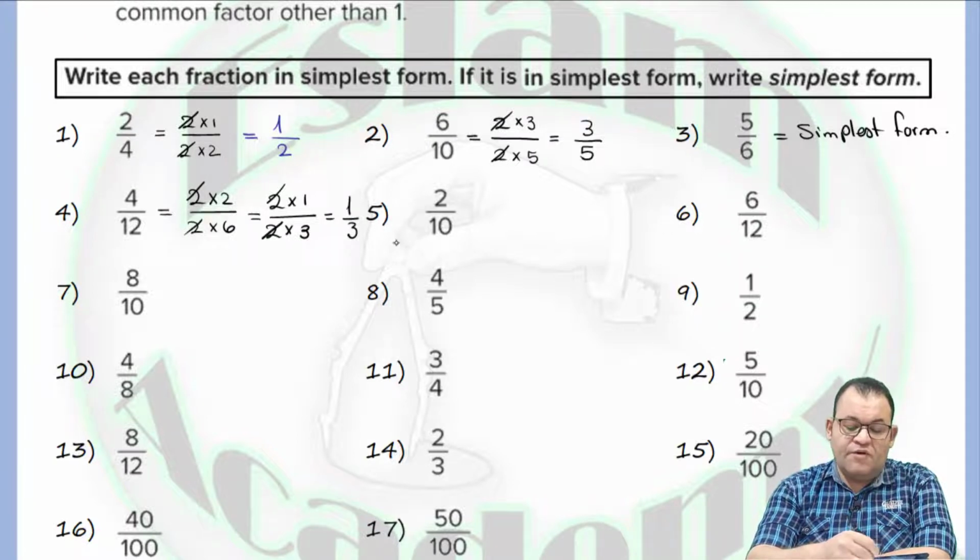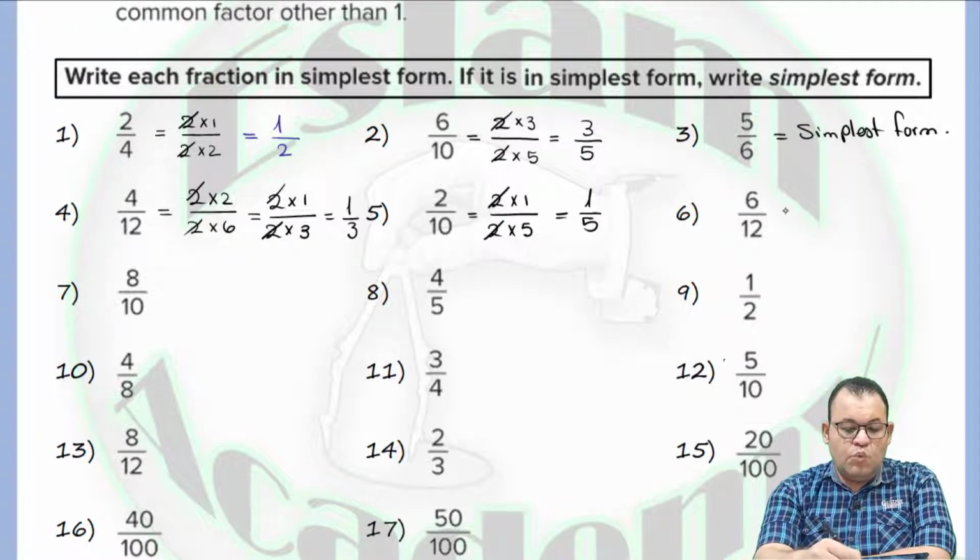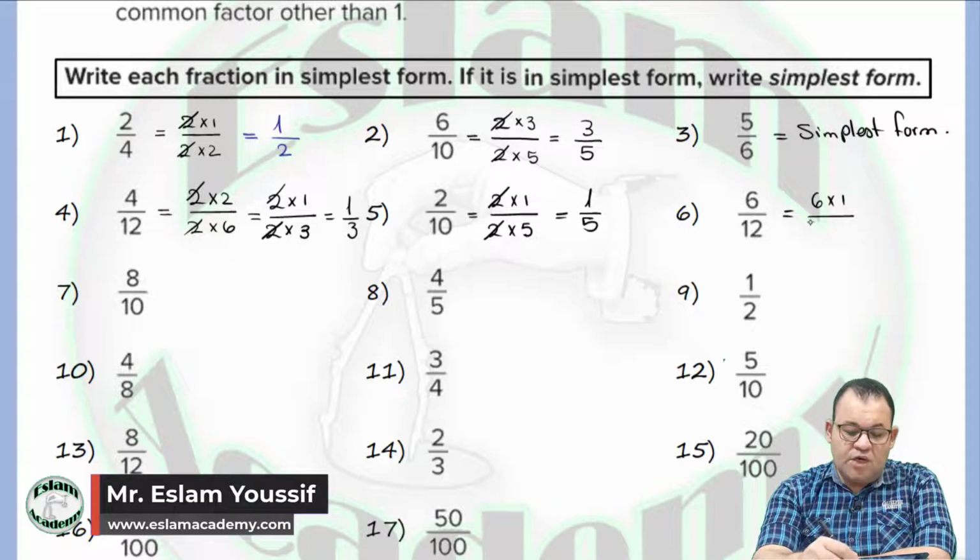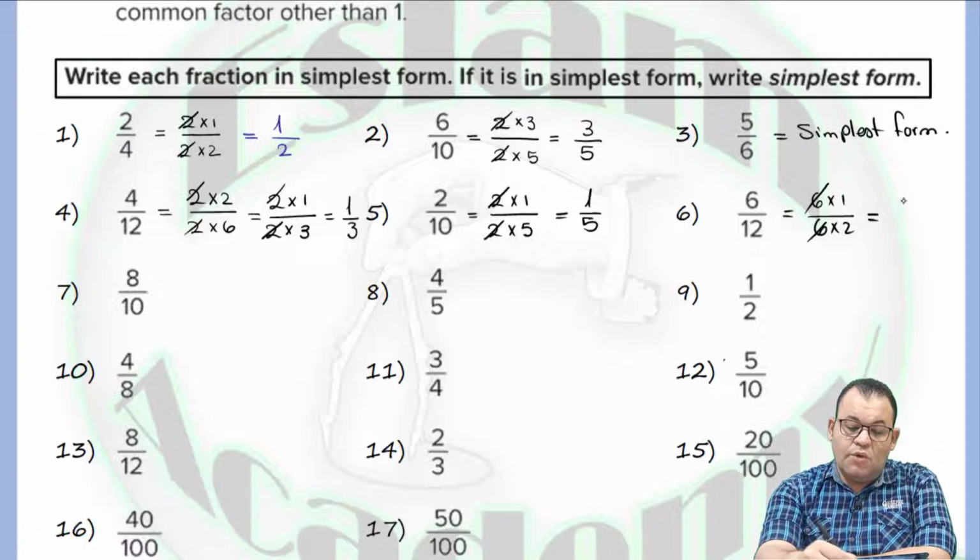Again we have 2 over 10. We said that 2 is equal to 2 multiplied by 1, and 10 is equal to 2 times 5. Cancel out 2 and 2, so the answer now will be 1 over 5. 6 over 12. We know that 6 is equal to 6 multiplied by 1, and 12 is equal to 6 multiplied by 2. We can cancel out 6 and 6. All we have now is 1 over 2.